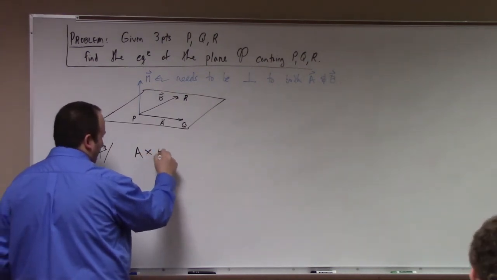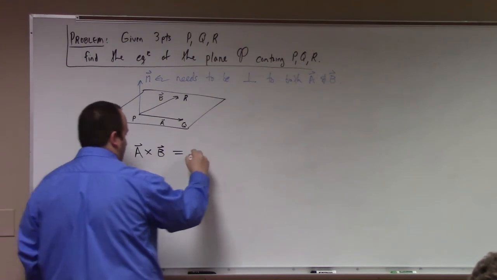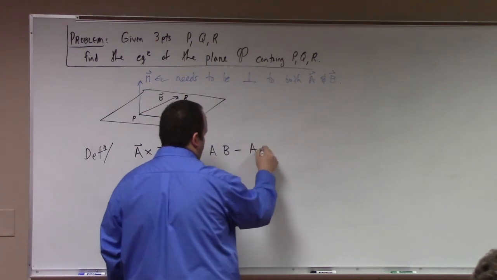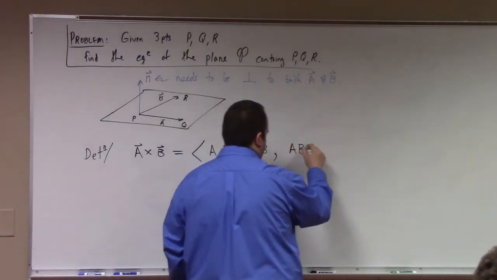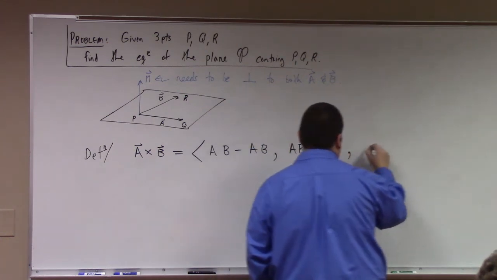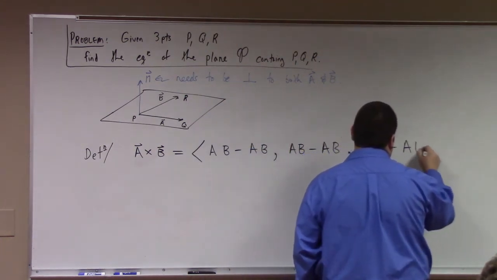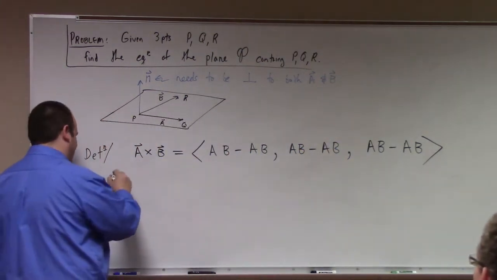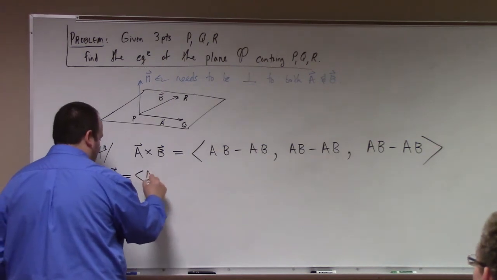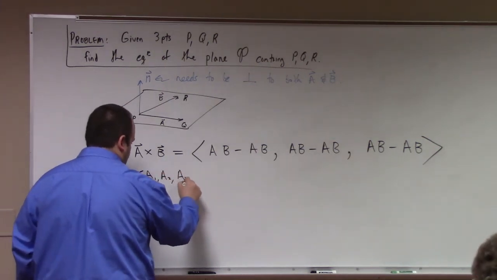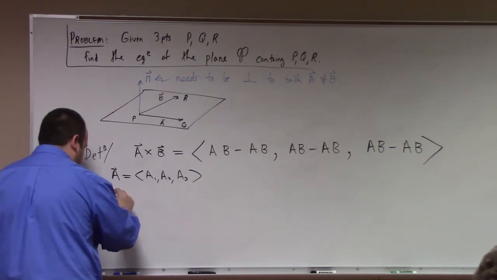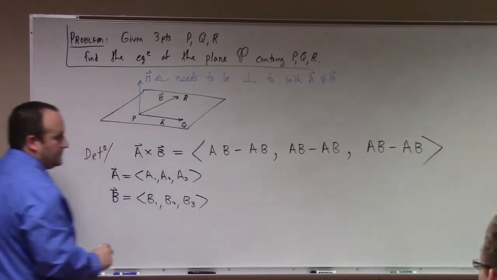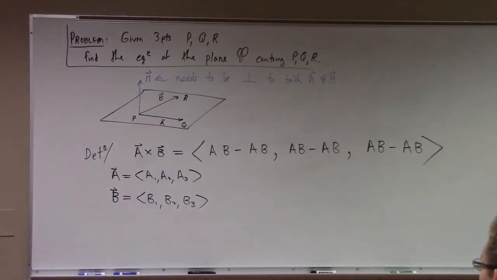A cross B, by definition, is (A2B3 minus A3B2, A3B1 minus A1B3, A1B2 minus A2B1). Now, I'm not done yet. I'm going to use the notation A is (A1, A2, A3) and B is (B1, B2, B3). All right? And then the pattern is pretty neat.